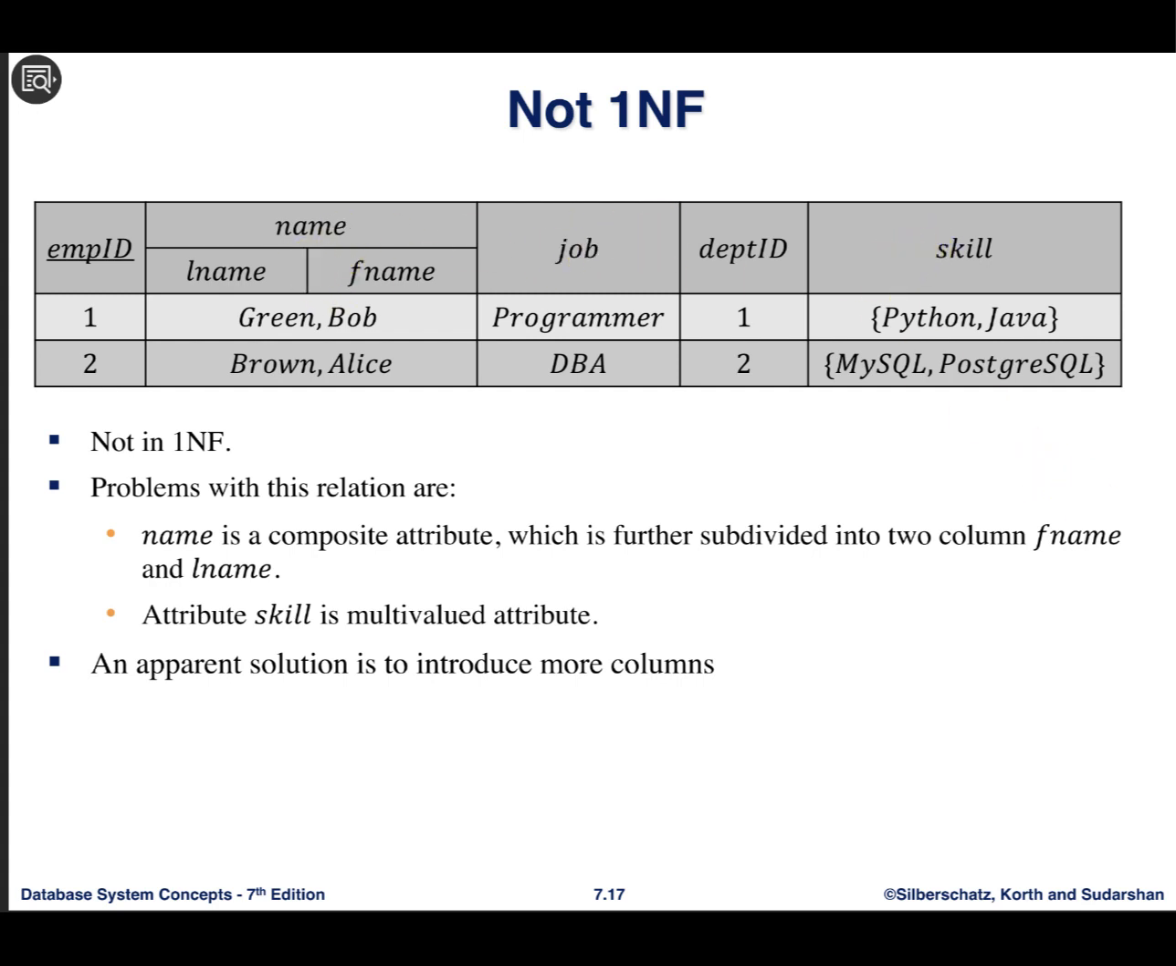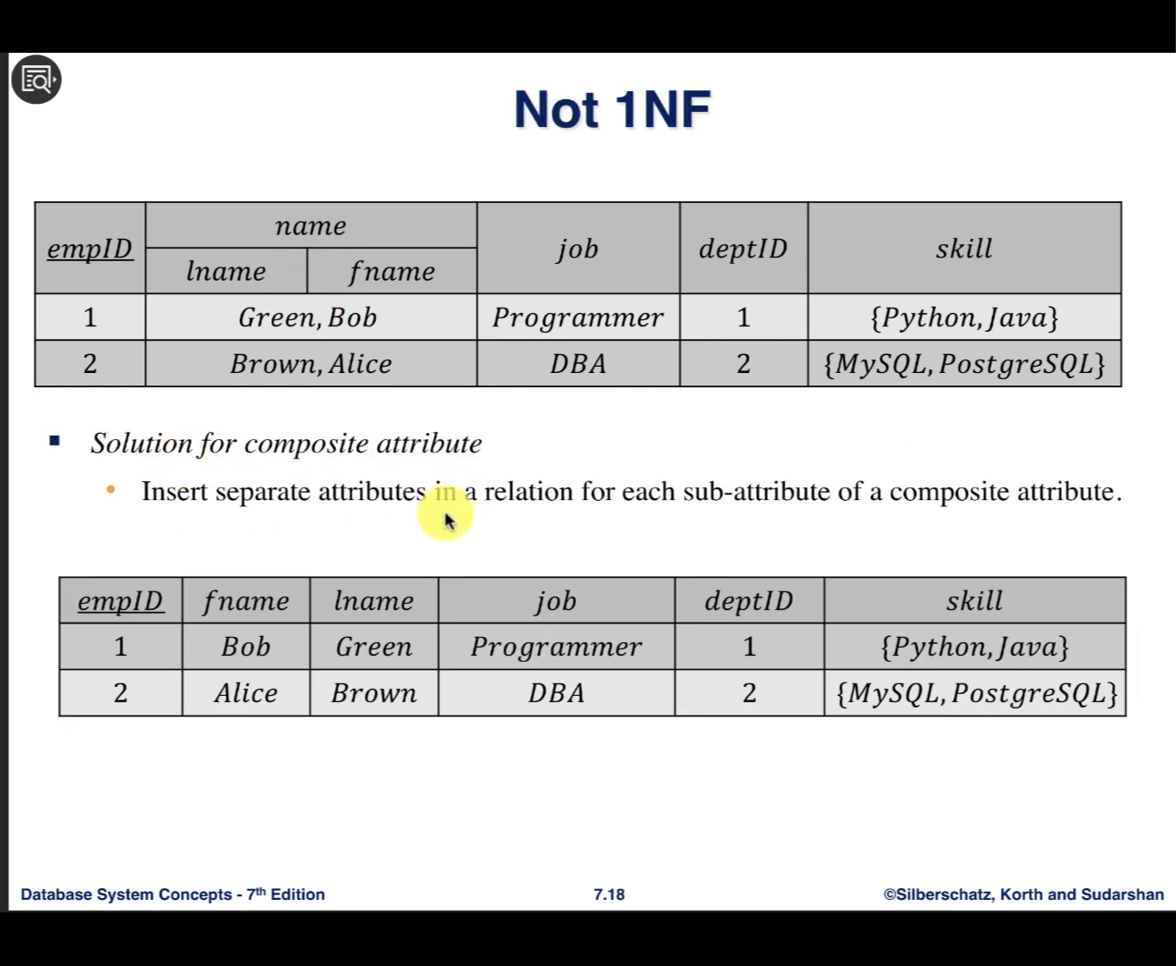How can you fix it? I have two ways to fix this one. Let's start with one at a time, actually. So the first way is the solution for the composite attribute first. It's easy. For the composite attribute, insert a separate attribute in the relation for each sub-attribute of the composite attribute. Okay? So for the last name, I'm going to have a separate attribute. For the first name, I'm going to have a separate attribute. Done.